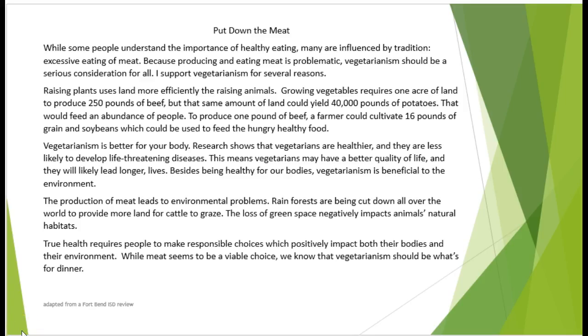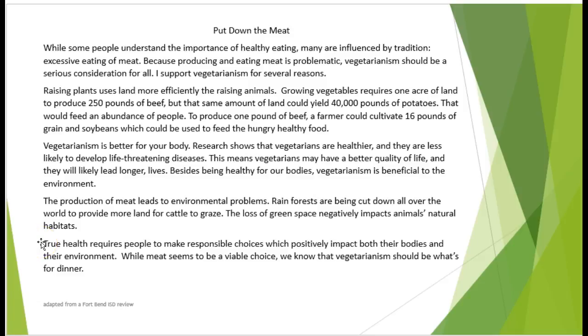Before you're tasked with incorporating anaphora into your persuasive draft, I will model incorporating anaphora into my draft. I'm going to work with my fourth paragraph, which reads, "The production of meat leads to environmental problems. Rainforests are being cut down all over the world to provide more land for cattle to graze. The loss of green space negatively impacts animals' natural habitats."